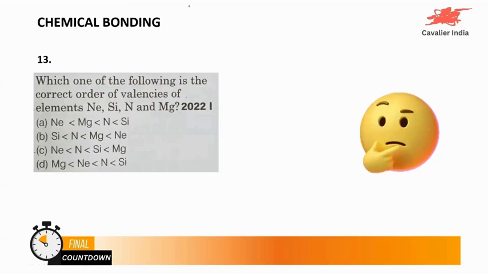Neon belongs to which group? 18th group. Magnesium, second group, so 2 plus. Nitrogen, 3. Silicon plus 4. So the order will be like this: neon, then magnesium, then nitrogen, then silicon. Nitrogen's valence is 3, right? Silicon 4, right?